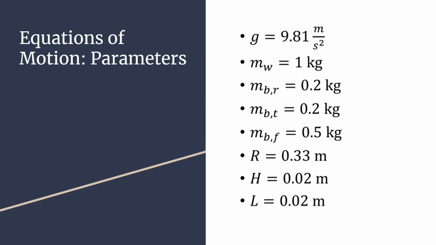So we decided upon some parameters and some values for those parameters. First, g is simply the acceleration of gravity. That was very easy to find, just 9.81 meters per second squared. The mass of our wheel is simply the average mass of a bicycle wheel, approximately 1 kilogram.